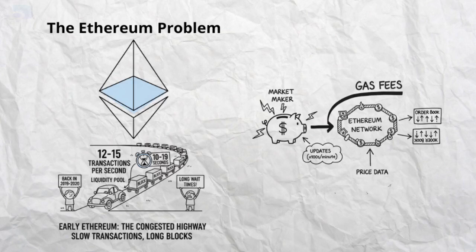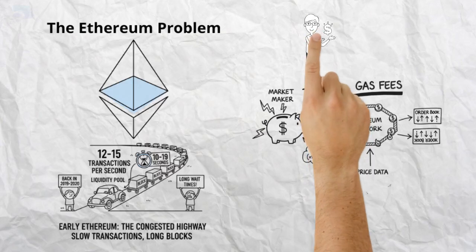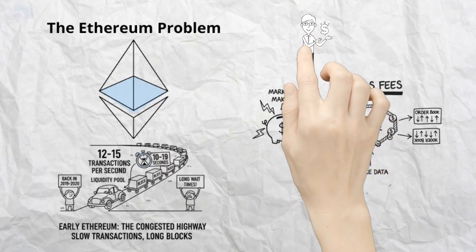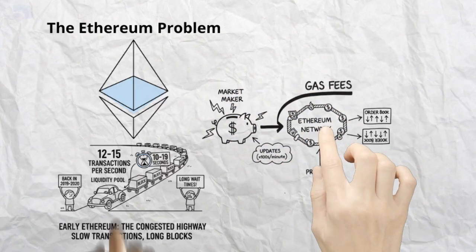Imagine updating your orders 100 times per hour, paying $5 to $50 in gas fees each time. You'd spend $500 to $5,000 daily just on gas fees. The math simply doesn't work.